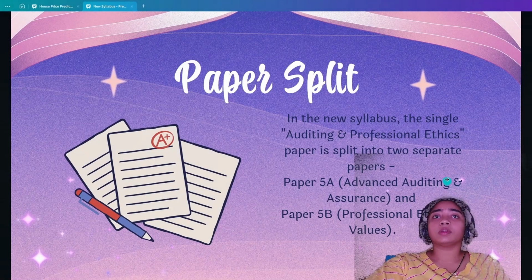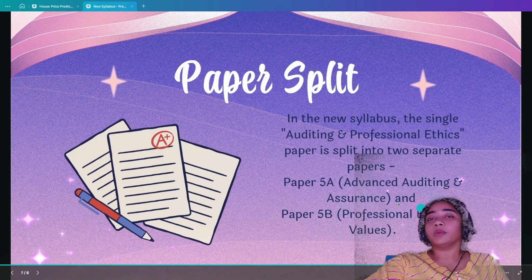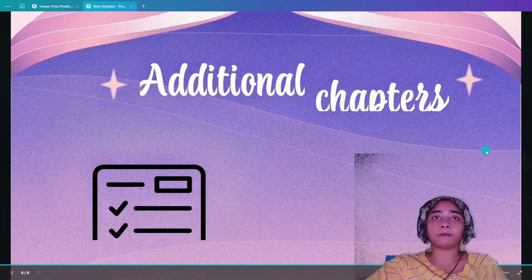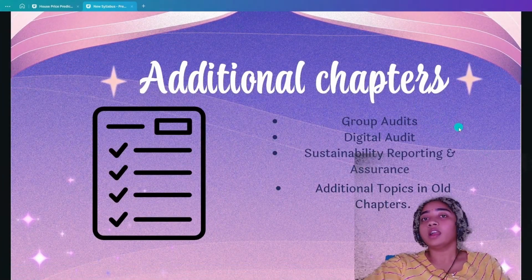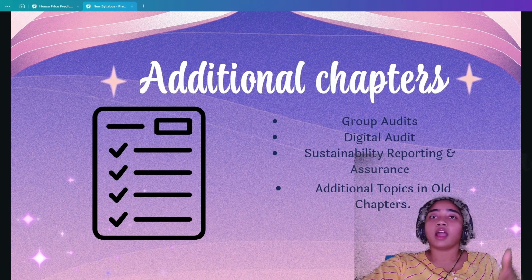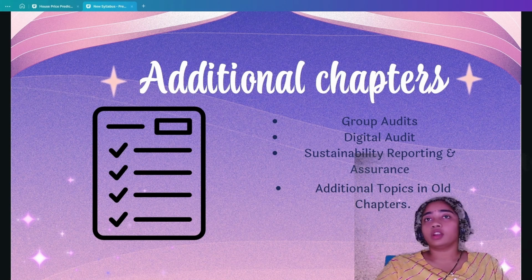And with regards to the paper split, the paper was split into paper 5A and 5B. 5A is advanced auditing and assurance, 5B is professional ethics and values, and there's nothing much. And additional chapters were, as I said, digital auditing and group audits and sustainability reporting. That is what SDG and ESG that I was talking about, and all the new auditing pronouncements, 800 series, SRE, SAE, and SRS series. All these were newly added, and don't worry, we'll discuss one by one later on in our YouTube channel.